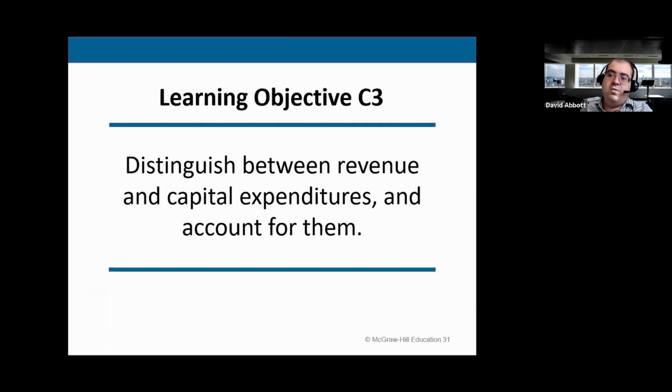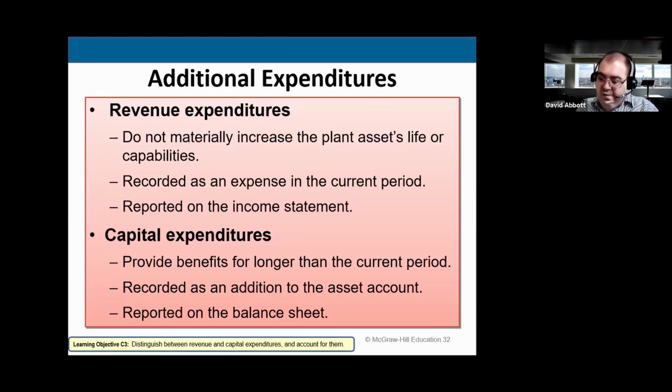So we'll distinguish between revenue and capital expenditures and account for them. Plant assets require maintenance, repairs, and improvements. We must decide whether to capitalize or expense these expenditures. Revenue expenditures, also called income statement expenditures, are costs that do not materially increase the plant asset's life or capabilities. They're recorded on the current year's income statement. Capital expenditures, also called balance sheet expenditures, are costs of plant assets that provide benefits for longer than the current period. They increase the asset and are reported on the balance sheet.